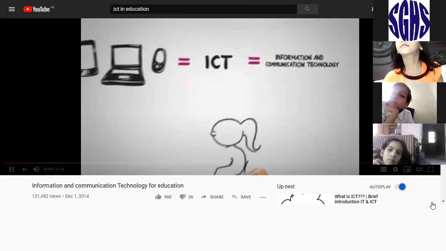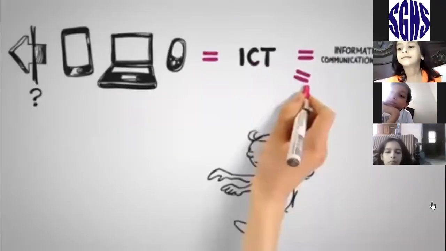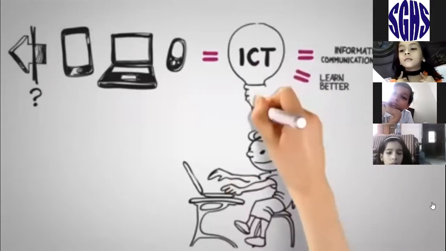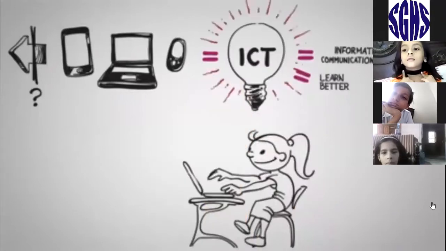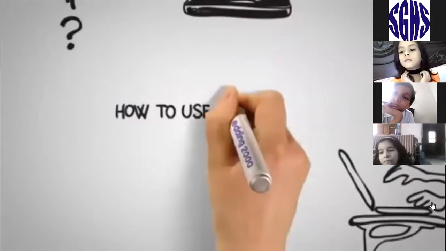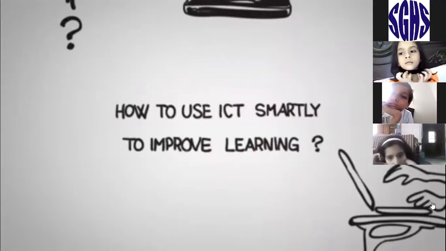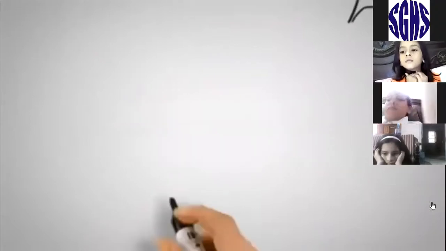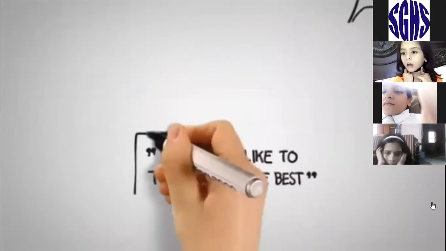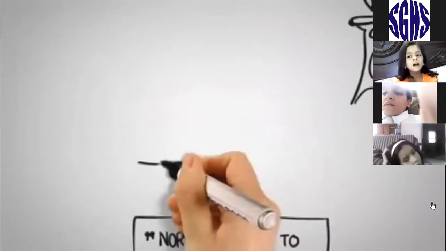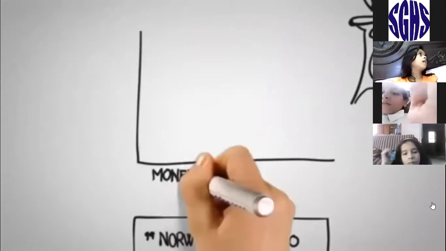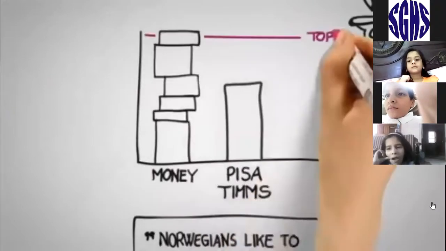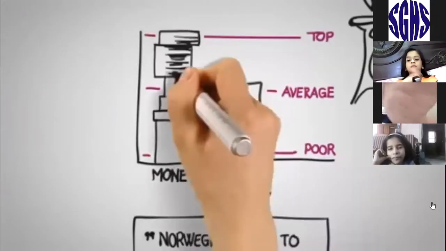In fact, many people believe that children learn much better by using ICT, but many local authorities struggle to provide their students with this. The problem is not the actual hardware. The schools are full of it. The problem is how to use ICT smartly to improve learning. But why is better learning important? Well, we just like to think they are the best. However, the truth is that even though Norway spends more money on schools than most countries, Norwegian students score average on international PISA and TIMSS tests. Why is it like that? And what are the consequences?